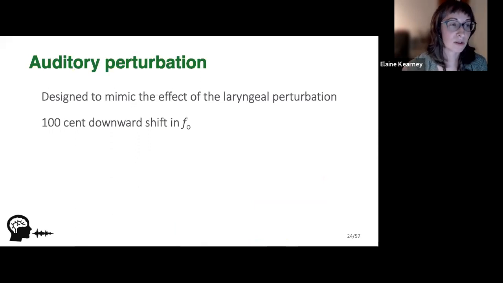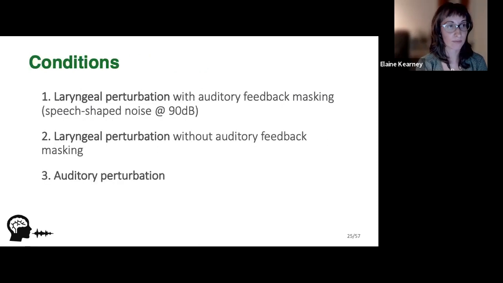The auditory perturbation was designed to mimic the effect of the laryngeal perturbation as closely as possible. And so this involved a 100-cent downward shift in fundamental frequency that was played through the headphones for the participants. So in total, we had 3 conditions. I've alluded to all of these, but I think it's helpful to put them all together. There are 2 laryngeal perturbation conditions. One where auditory feedback is masked, and that's masked using speech-shaped noise at 90 decibels. The second laryngeal perturbation is without auditory feedback masking, so they're able to hear their own vocalizations. And then the third one is the auditory perturbation condition.